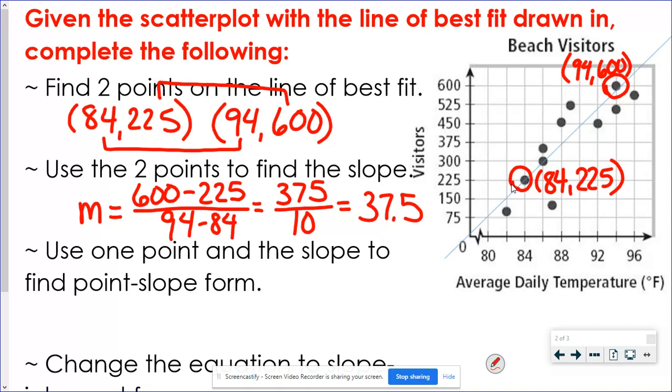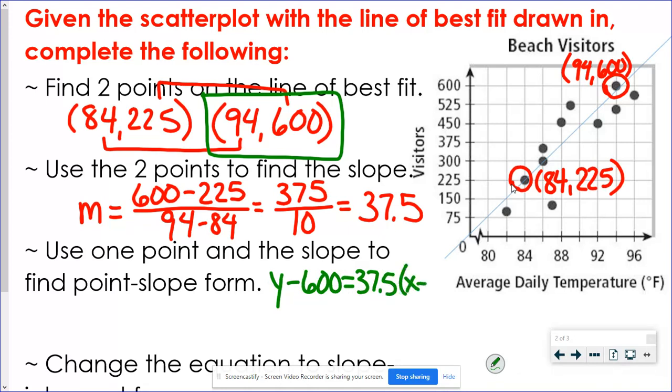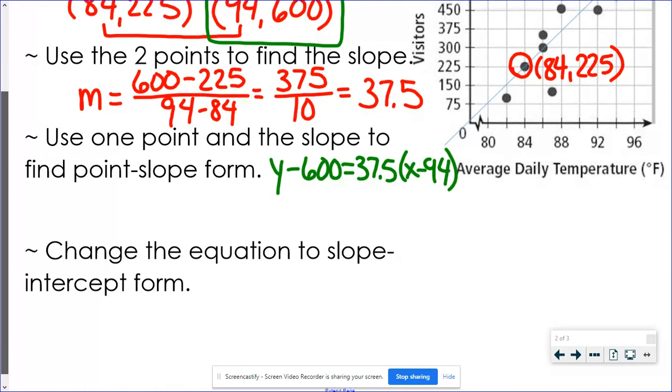I'm going to pick this one. So I'll have y minus 600 equals 37.5 times x minus 94. Okay, now that is point slope. I'm going to have to change that into slope intercept.